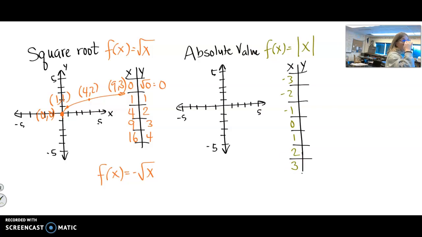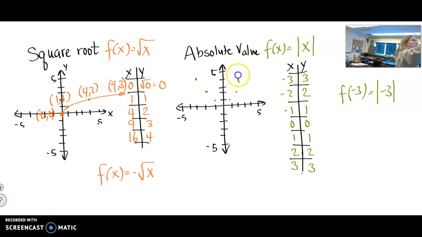Okay, the absolute value of -3. So finding f of -3, I'd put -3 in here. The absolute value of -3 is +3. The absolute value of -2 is +2. This would be 1, 0, 1, 2, 3. So go ahead and graph those points. (-2, 2) here, (-1, 1), (0, 0), (3, 3), (4, 4). The absolute value function is going to have a V shape like this.